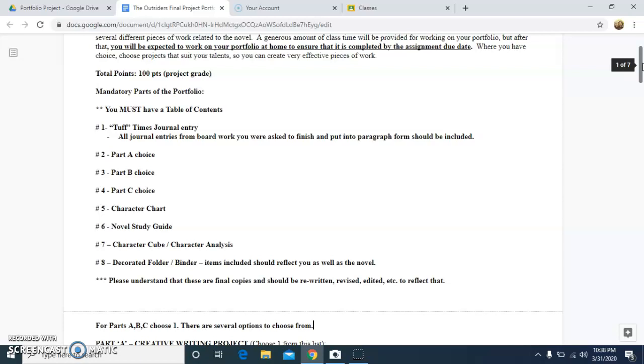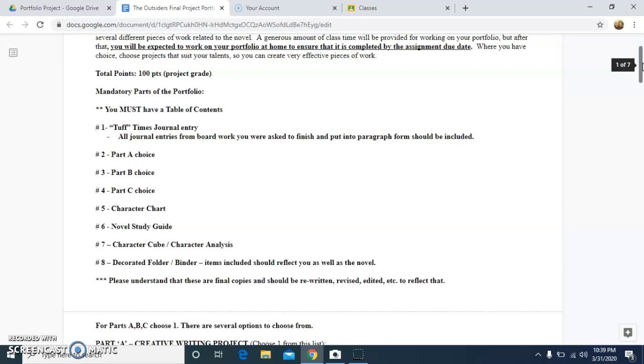Now, just real quick on the tough time journal entries, you need to understand that these are final copies, so they need to be revised and edited. I will gladly look at a few of them here or there. I'm not going to look over all of them, because when you get done with this, there's about 5 or 6, I think, total. But feel free to bring me a couple. We can look at them and make sure you're doing them correctly. But again, a reminder that these are final copies, and you need to write as such.